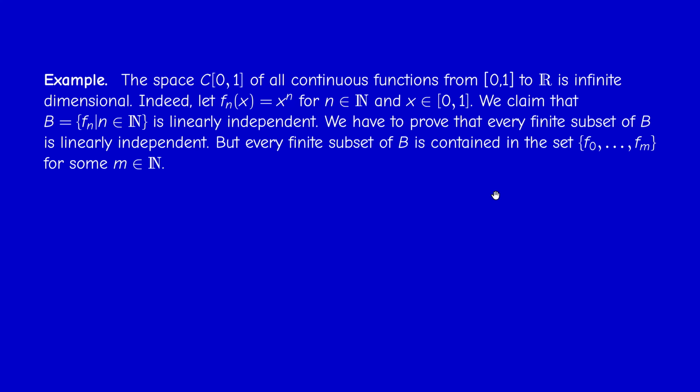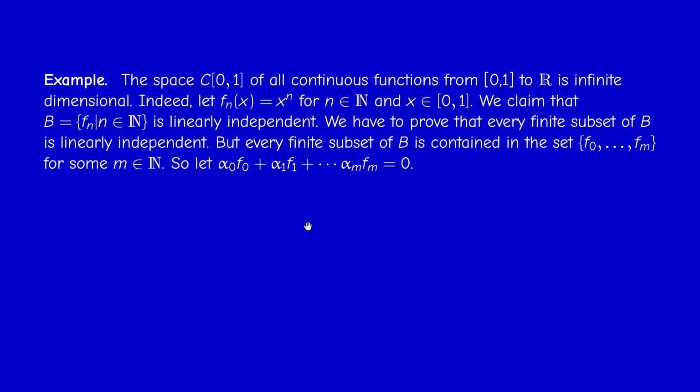So, okay, now consider a finite subset of B. Then this set is necessarily contained in the set f0, f1, etc. up to fm. Could be something smaller. So m, if you like, is an upper bound of the number of elements of B. So if I prove that this bigger set is linearly independent, then the smaller set is linearly independent as well, as you know. If the big one is linearly independent, the smaller one is linearly independent as well. Now, why is this set linearly independent? This set has m plus 1 elements.